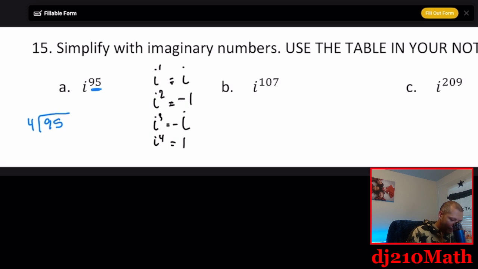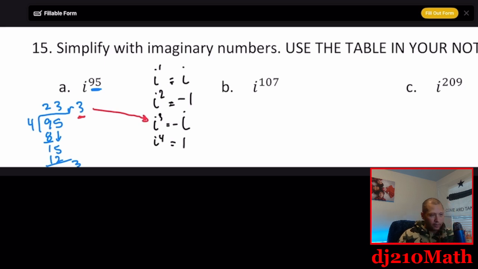So this is going to be 2. So 2 times 4 is 8. Subtract, you get 1. You bring down the 5. 4 goes into 5 once. So 3 times 4 is 12. Remainder of 3. Right? Think back to like 3rd grade when you're dividing or whatever you learn. Remainder of 3. So whatever that remainder is, that's the power of I we want to look at. So the answer to this is going to be -I.